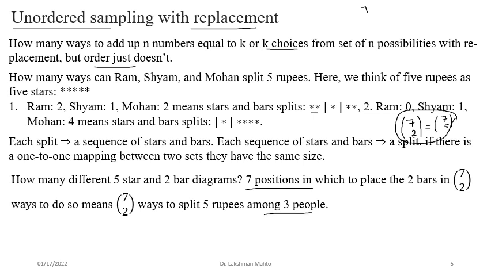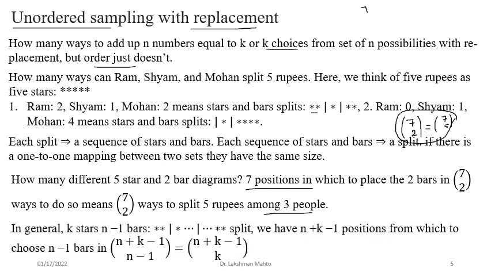So how can we generalize this to k choices and n possibilities? Here we can say that there are k stars, and along with the k stars we try to come up with n minus 1 bars. In how many ways will it happen? It will happen in this way.